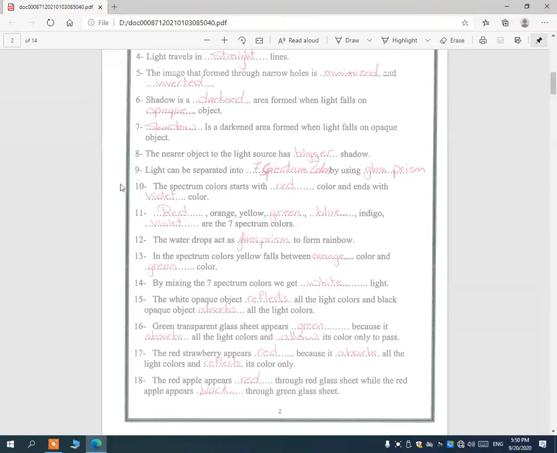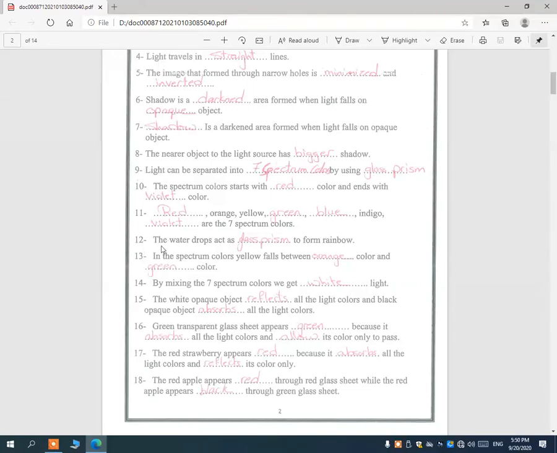Number 10, the spectrum colors start with dots. What is the first color of the spectrum colors? Red. And ends with dots. The last color of the spectrum colors? Violet. Number 11, dots, orange, yellow, dots, dots, indigo, dots are the 7 spectrum colors. Complete them in order: red, orange, yellow, green, blue, indigo, violet, which is ROYGBIV. Remember it by ROYGBIV.